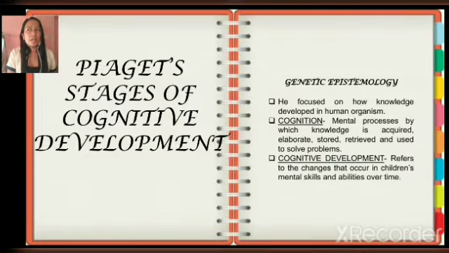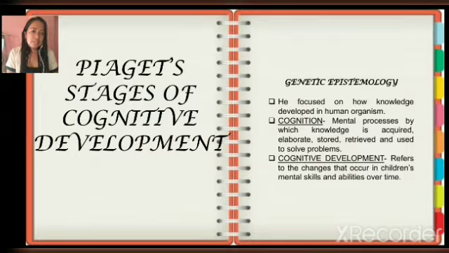up until the present. So cognition, it is the mental processes by which knowledge is acquired, elaborated, stored, retrieved, and used to solve problems. So to make it short, cognition is the mental or cognitive process by which we obtain the knowledge and how we use that knowledge in real life situations.